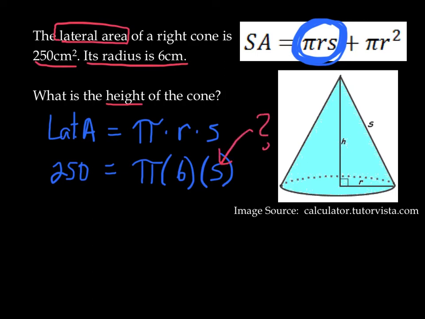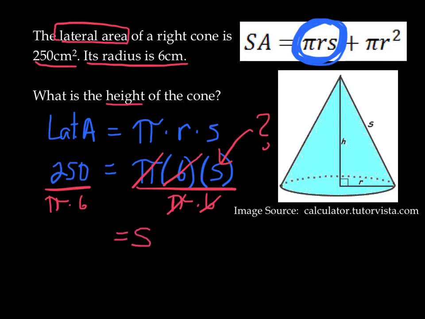Well, we can find that s by dividing both sides now by pi and 6. If you divide the right side by pi and 6, well, pi divided by pi is 1, and 6 divided by 6 is 1. And so all we're left with on the right side is s, and on the left side, well, that's a quick calculation. That's 250 divided by pi times 6. And I type that in, and I get a slant height of 13.26 centimeters. Okay, I'm not done, though.